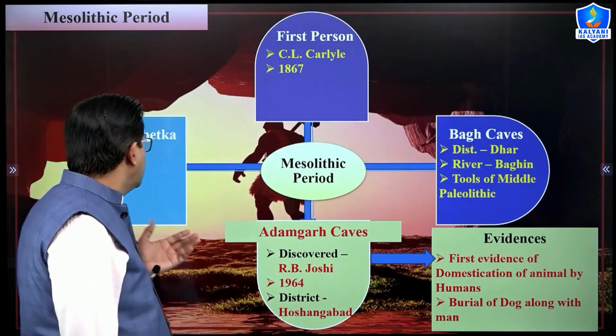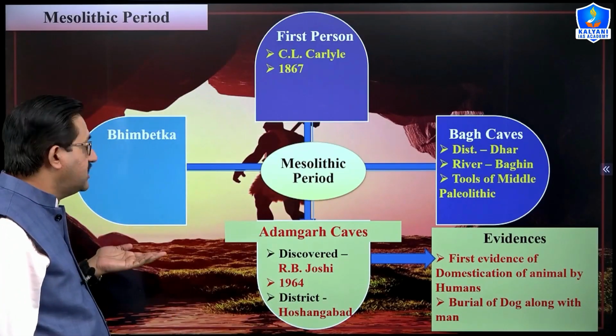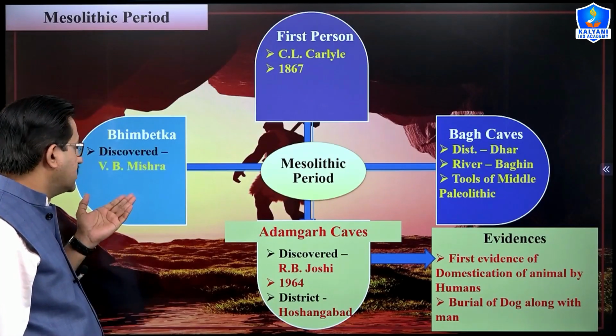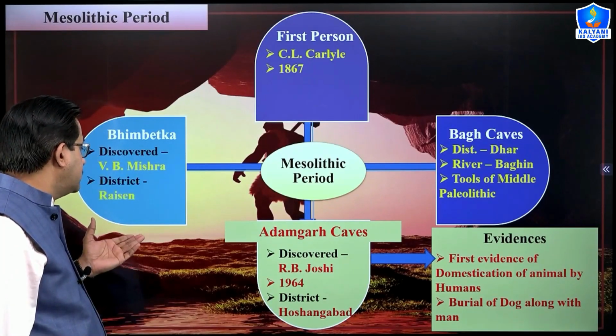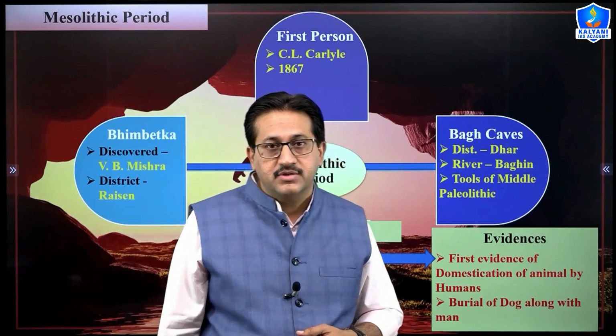Now coming on to the last site of Mesolithic period, which is known as Bhimbetka caves. This site was discovered by Mr. V.B. Mishra, and these are located in Raisen district. So dear friends, this is about the Mesolithic period of Madhya Pradesh.